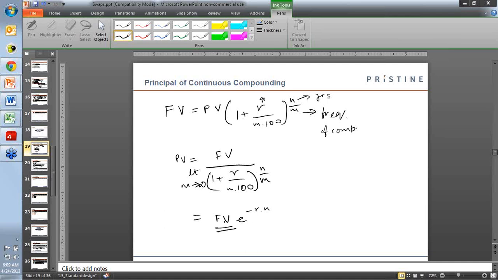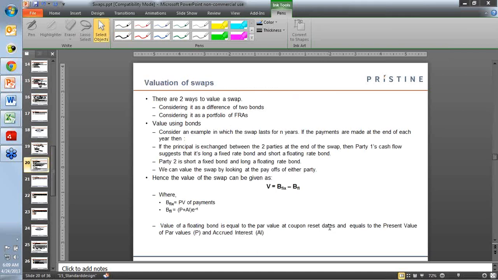We take the future value and discount it back. In order to discount it back to a particular time, we multiply it by the exponential of negative the rate of interest times the number of time periods. Using this concept, we will value the swaps in the following slides.